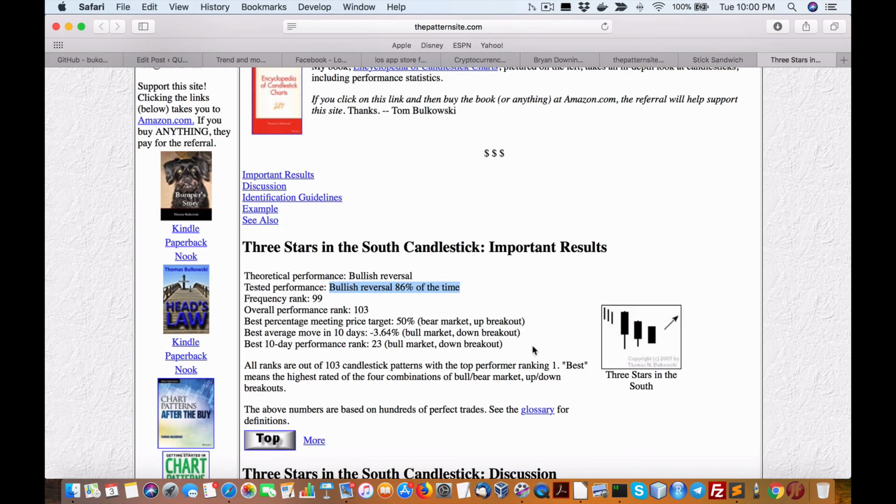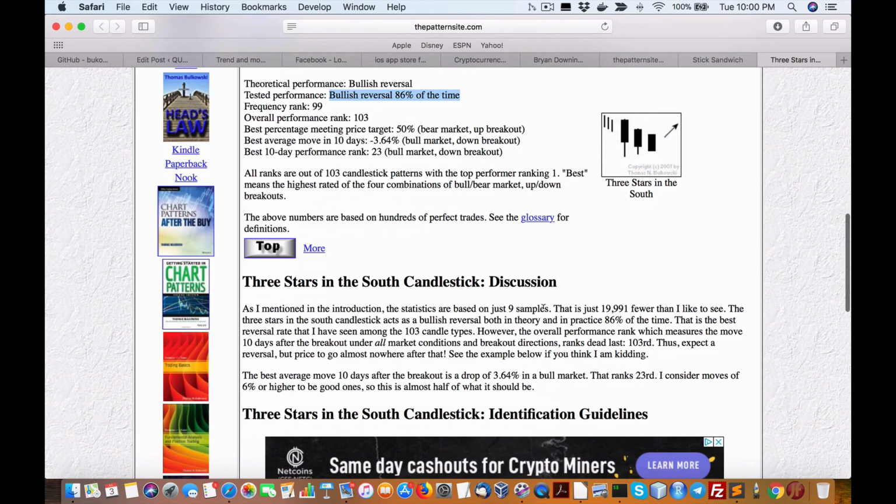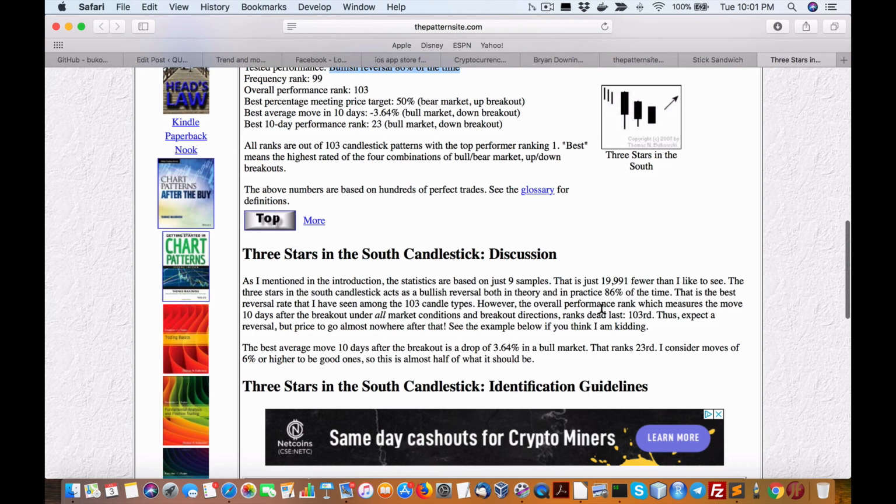Usually if it does, best all ranks are out of 103 based on 9 samples. This is just bullish reversal, both in theory and practice, 86% of the time. This is the best reversal rate I have seen among the 103 candle types. However, the overall rank, which measures the move 10 days after the breakout under all market and breakout directions, ranks dead last. Thus expect a reversal, but price to go almost nowhere after that.